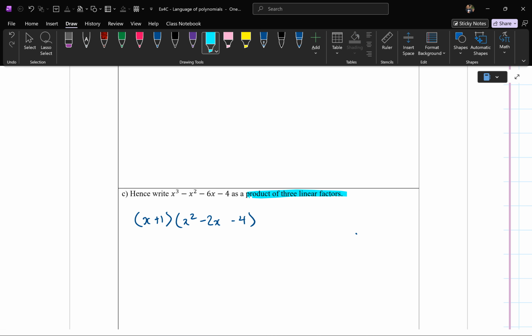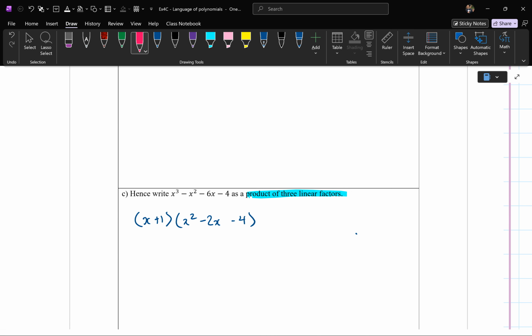Can I please have, let's go with Zach. What does it mean when they say, hence, write this expression, which is the initial question, as a product of three linear factors? What are they trying to say? Very good.